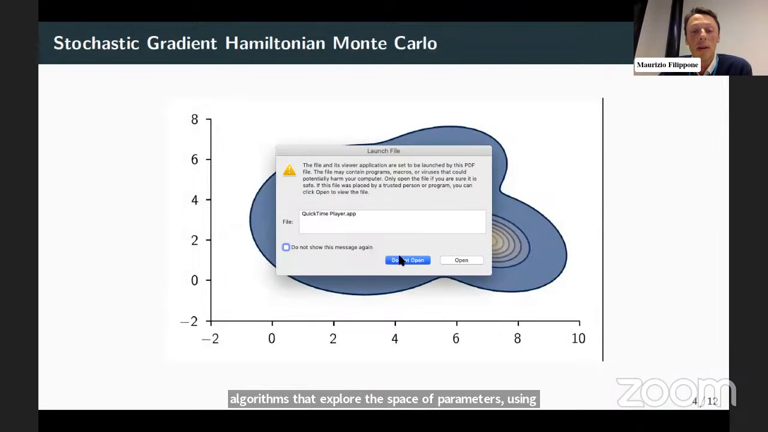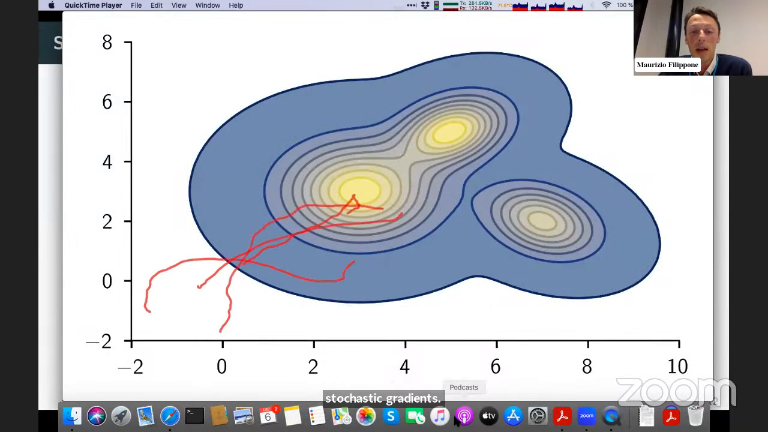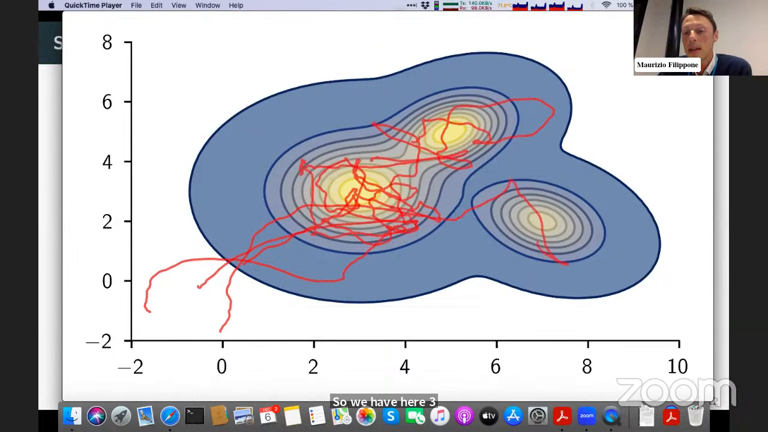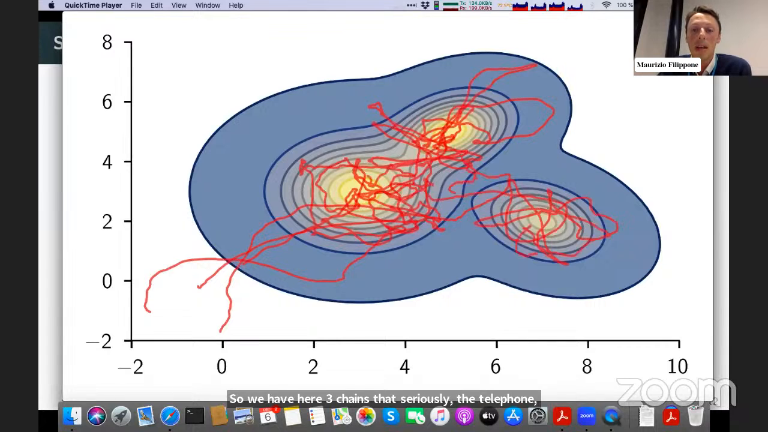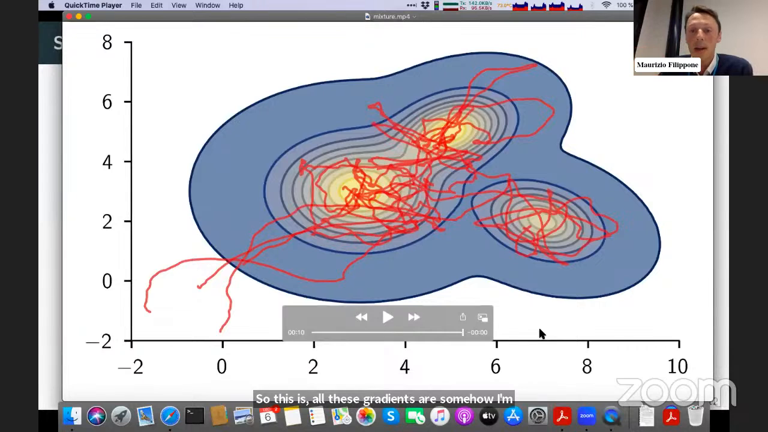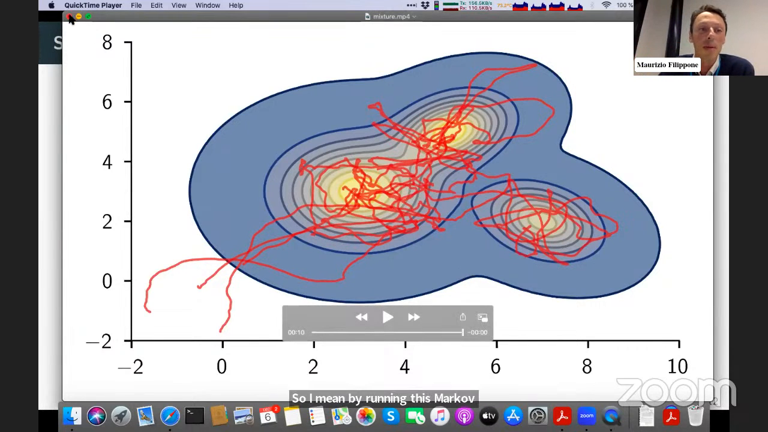And so here I have another short video on how this actually works. We have here three chains that simulate this Hamiltonian dynamics where the gradients are now estimated in a noisy fashion. So all these gradients are unbiased but noisy, right? And by running this Markov chain for long enough, we should be able to obtain samples from the posterior distribution.